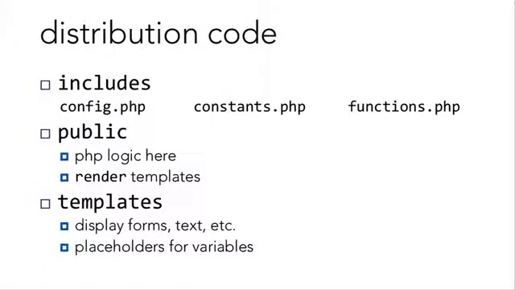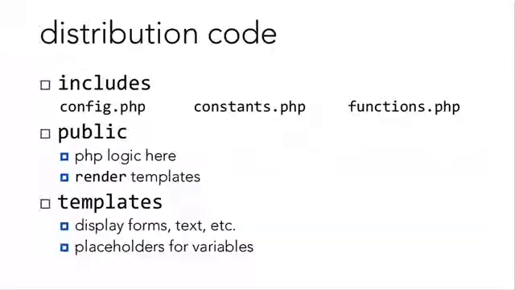So let's look at the distribution code. The distribution code has 3 folders: includes, public, and templates. The includes directory has 3 files: config.php, constants.php, and functions.php. Then your public directory. That's where the PHP files will go that have the logic. And those PHP files, they're going to call render on given template files. More on this later, but remember that basically any file within your public directory, that's what users will visit.